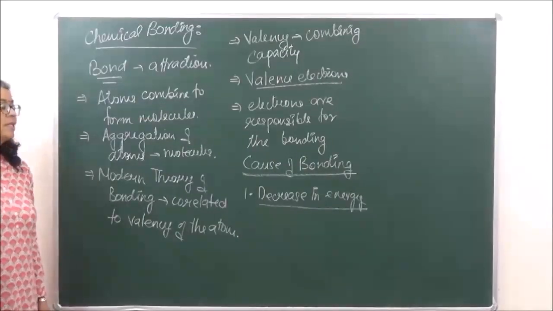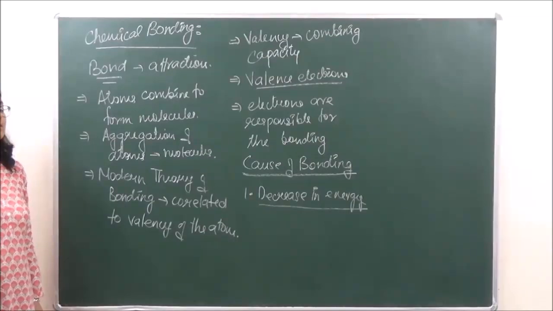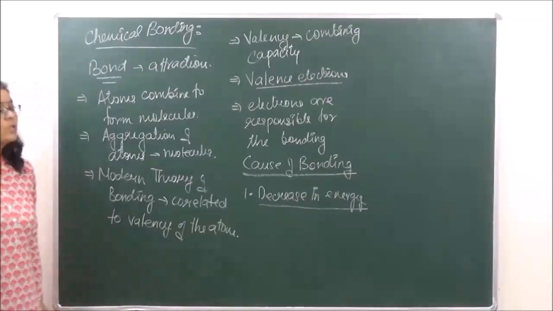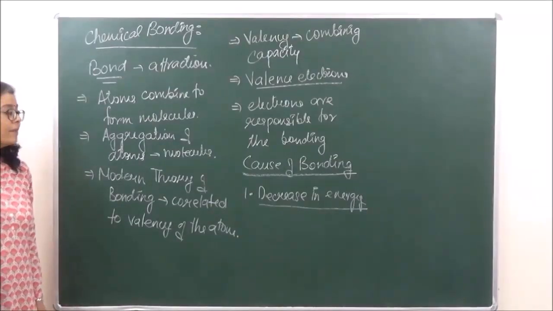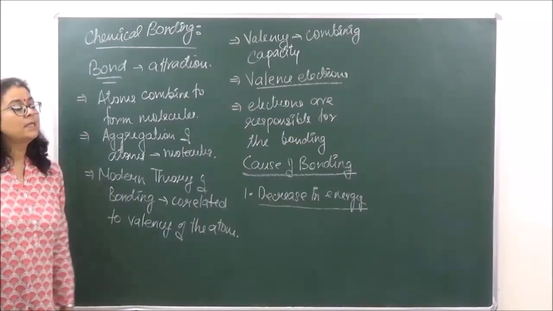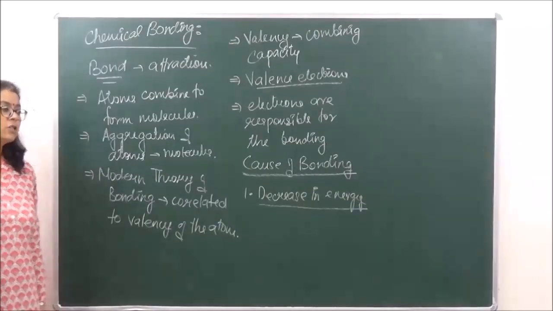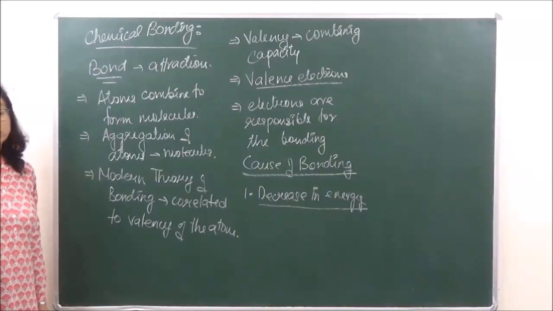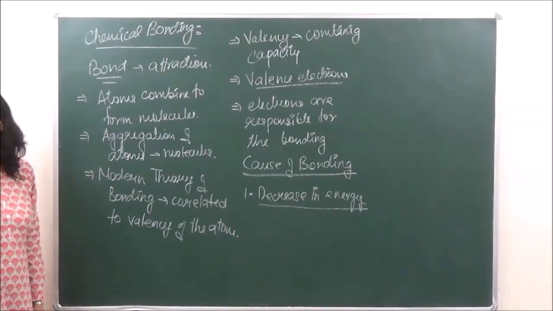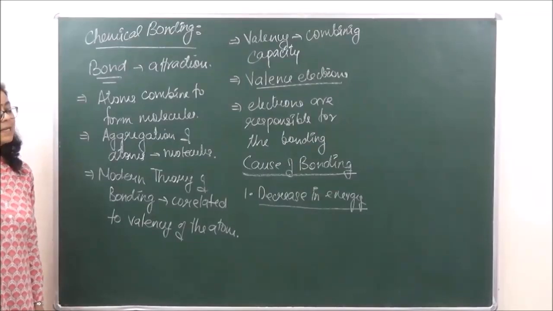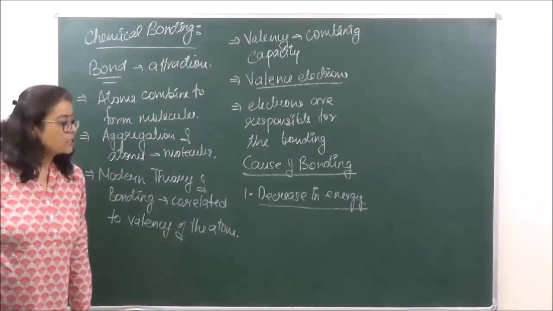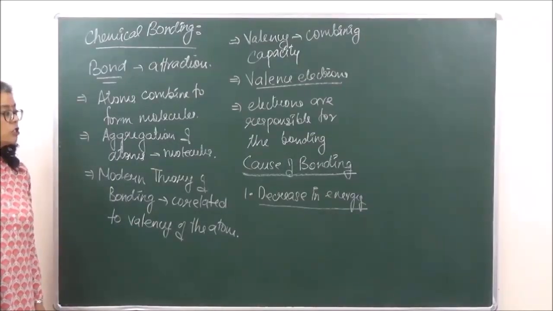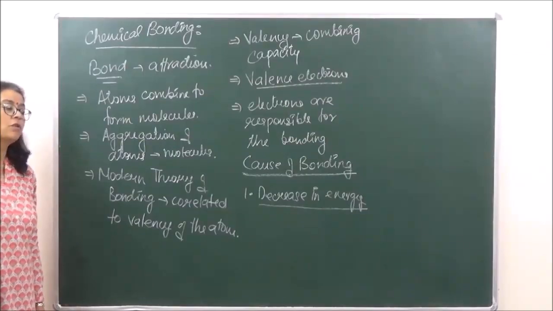The forces of attraction are going to be between the opposite charges, that is electrons and nuclei, right? And the forces of repulsion are going to be between the similar charges, that is either electrons repelling each other, or nuclei repelling each other. So if the resultant forces, that is forces of attraction, are greater than the forces of repulsion, only then there is going to be a decrease in energy, which results in the formation of a bond, right?